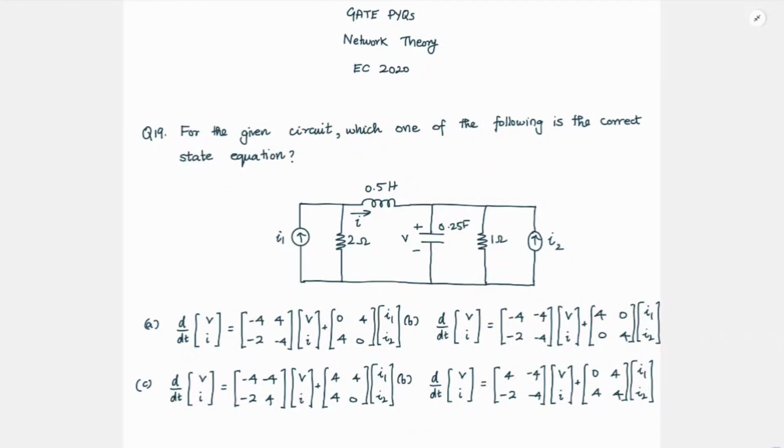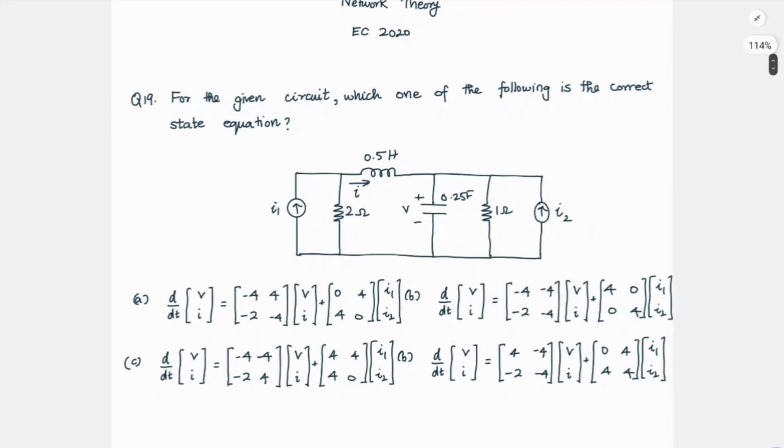Hello guys, welcome back. So this is another video where we discuss the GATE previous year questions on network theory, and here we have another question from GATE EC 2020. So for the given circuit, which one of the following is the correct state equation?